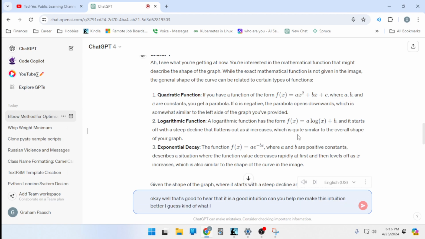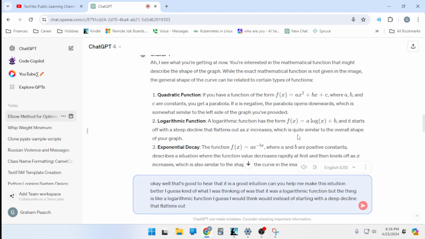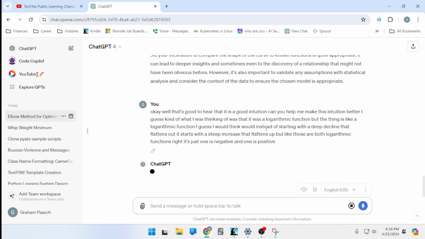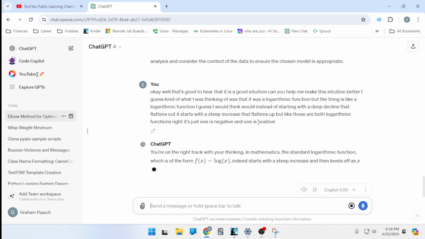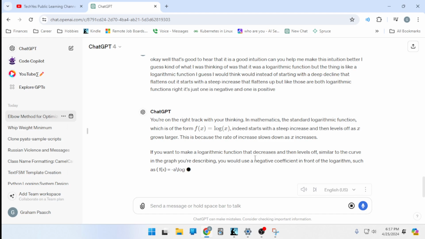I guess what I was thinking of was that it was a logarithmic function. But the thing is, a logarithmic function, I would think, instead of starting with a deep decline that flattens out, starts with a steep increase that flattens out. But those are both logarithmic functions, right? It's just one is negative and one is positive. And a log is just, right.